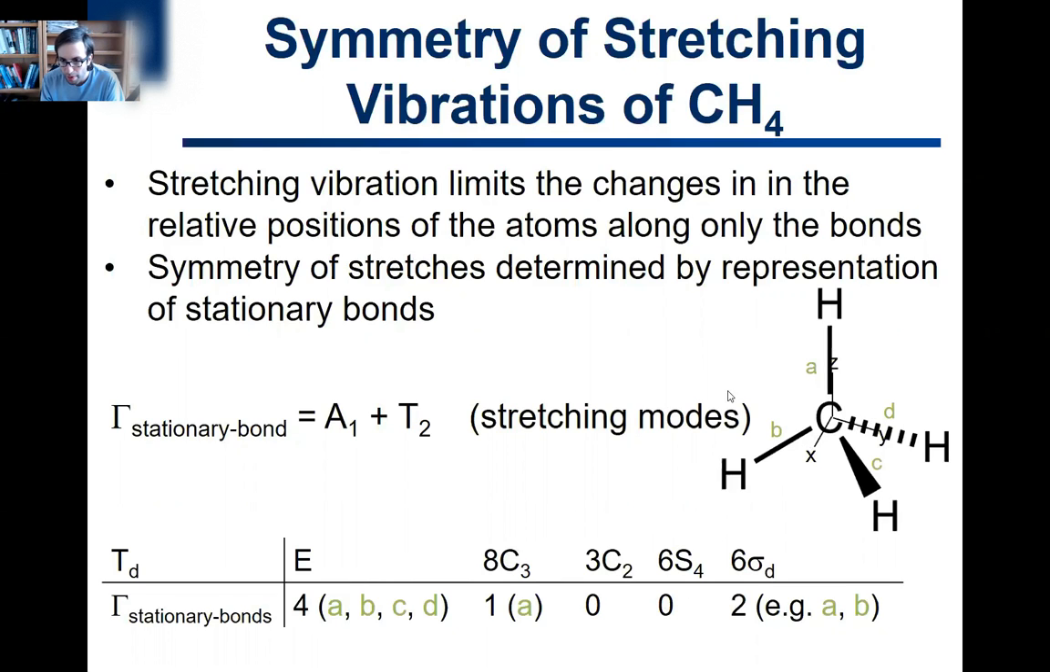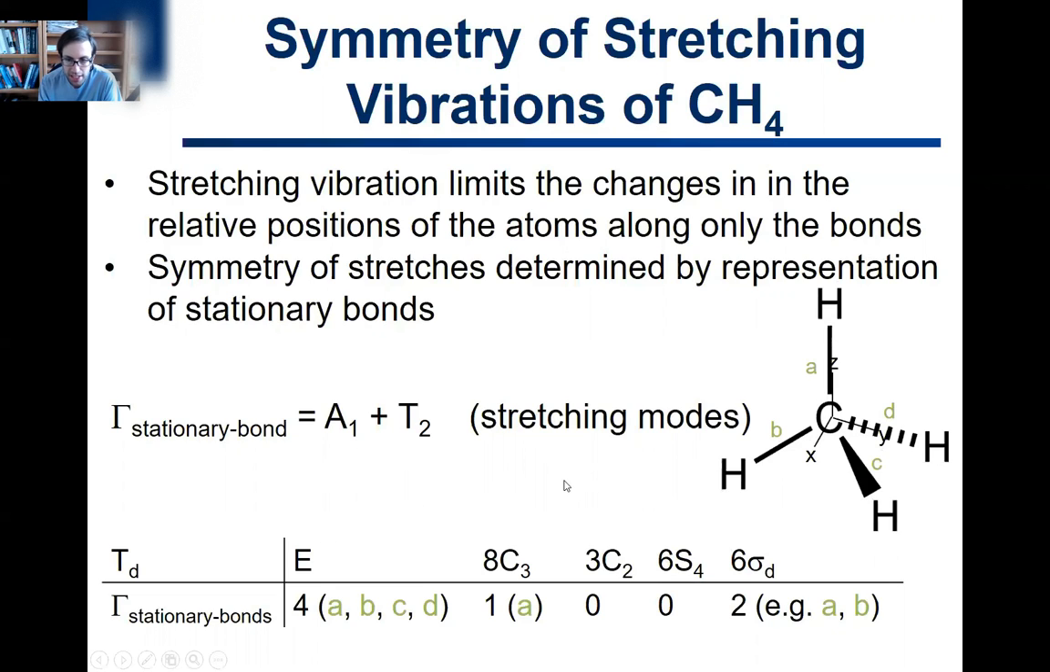The C2, remember, bisects these HCH angles. And so this H goes to this H goes to this H. So bond B and A switch places, bond D and C switch places. So none of them stay. S4 is very similar, where it's the same axis, and they also all are going to interchange. So you have 0 stationary. Remember, we're figuring out how many are stationary.